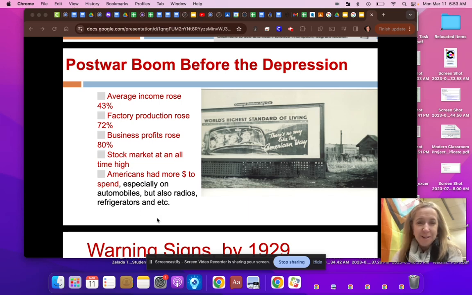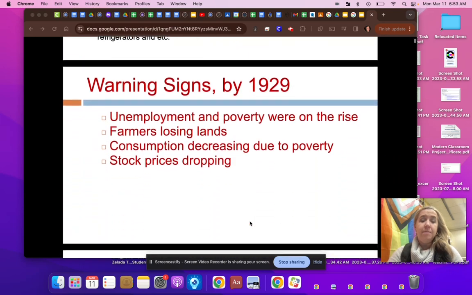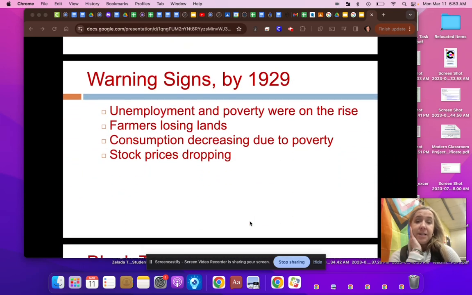So we have to make things so people can buy them. Business profits rise as well. The stock market is at an all-time high. Americans had money to spend and they were ready to spend it. So as I already mentioned, cars, radios, refrigerators, anything that would make people's lives a lot easier. But by the end of the 1920s, warning signs were starting to set in.